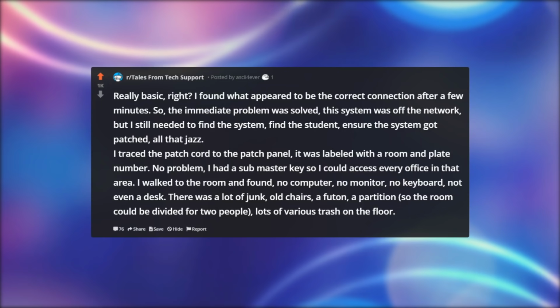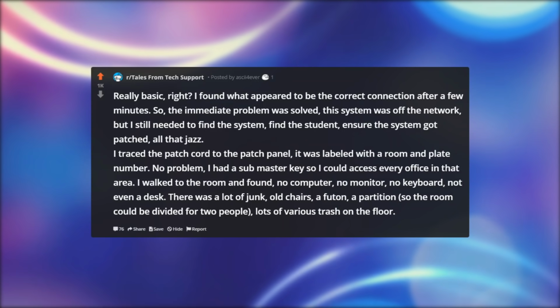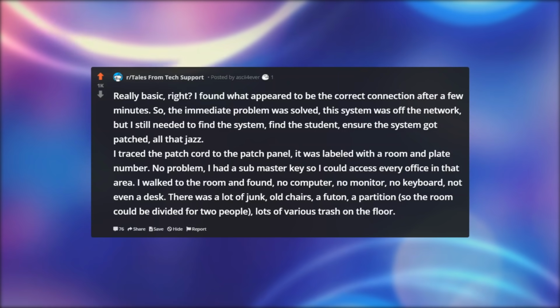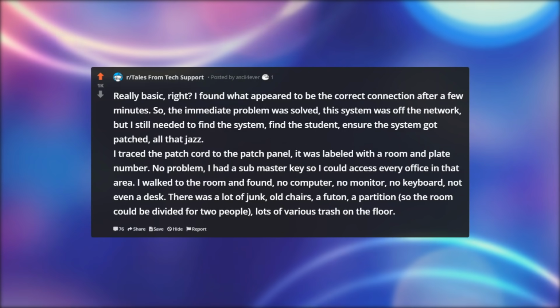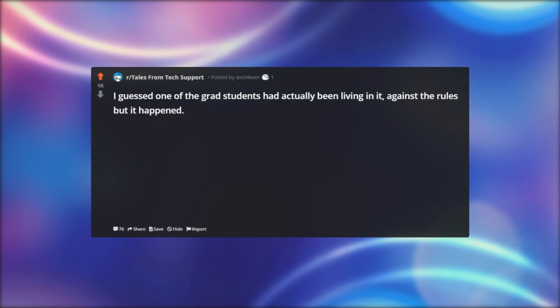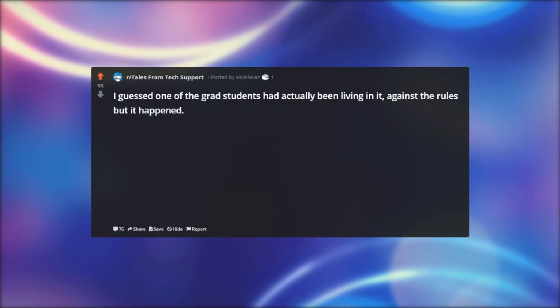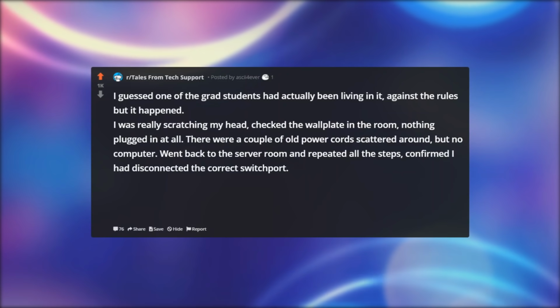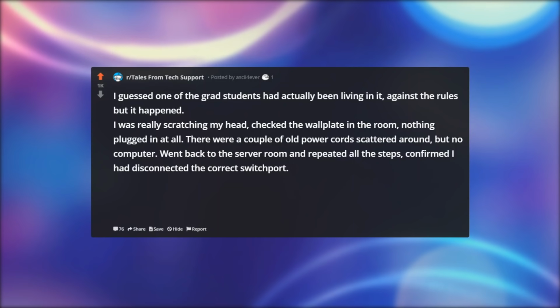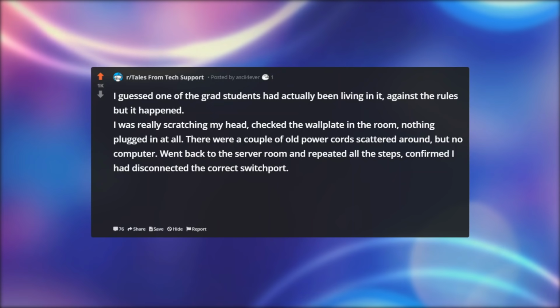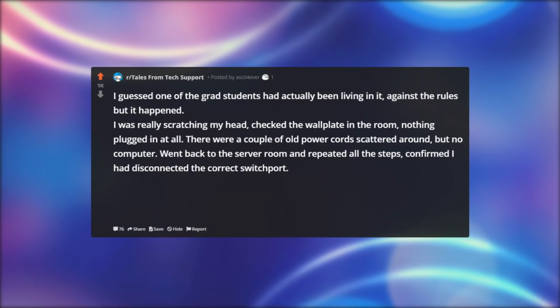I walked to the room and found no computer, no monitor, no keyboard, not even a desk. There was a lot of junk, old chairs, a futon, a partition, so the room could be divided for two people, lots of various trash on the floor. I guessed one of the grad students had actually been living in it, against the rules, but it happened. I was really scratching my head, checked the wall plate in the room, nothing plugged in at all. There were a couple of old power cords scattered around, but no computer.